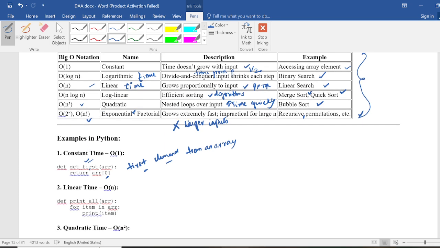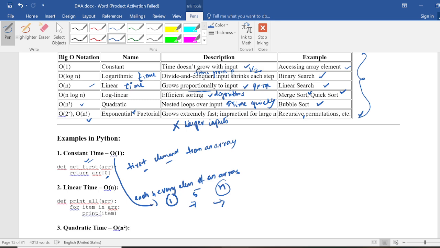And a linear time example: it prints every item, so time depends on the number of elements. This example, print all, is printing each and every element of an array. It grows proportionately to the input. If the input is 1, time taken is almost the same as constant time. If the input is 5, the time increases. If the input is n, the time increases proportionately to the input.